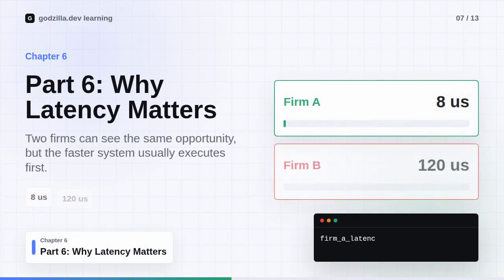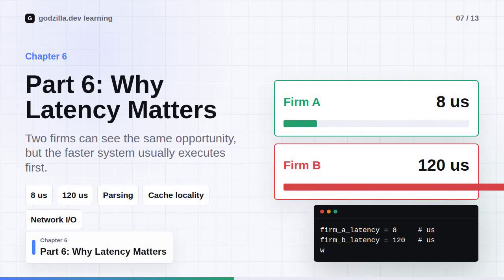Latency matters because two firms may receive the same market update and see the same opportunity. If firm A processes it in 8 microseconds and firm B processes it in 120 microseconds, only one is likely to execute first. This is why engineers optimize parsing, memory allocation, cache locality, lock-free queues, and network I/O. Every microsecond matters.